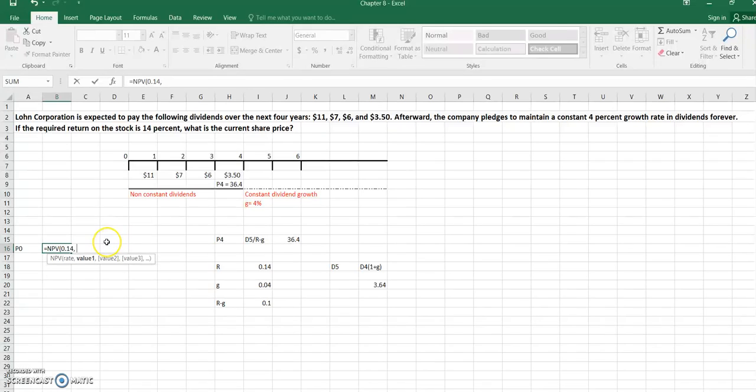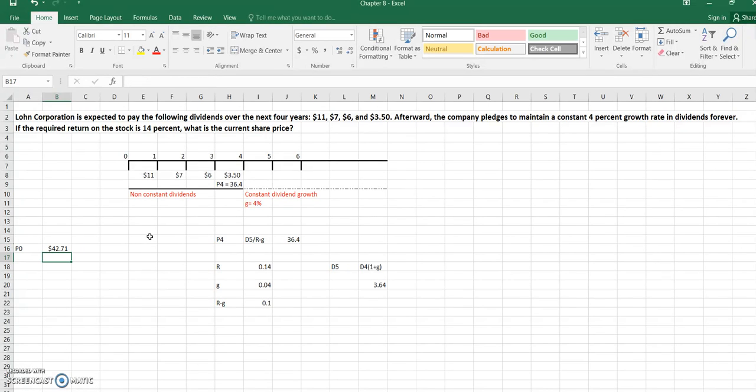The first value that we are going to get is $11. The second value is $7. The third value is $6. And the fourth value, we're going to get 3.5, but also we're going to get 36.4. So I'm just going to add them up. It's nice, Excel can just have you include the numbers and sum them up instead of having to add them and plug in the total number. So I'm just going to do 3.5 plus 36.4 for the value in year 4.